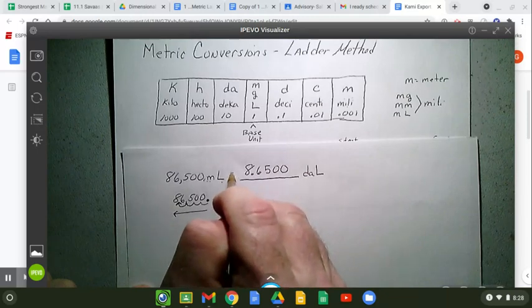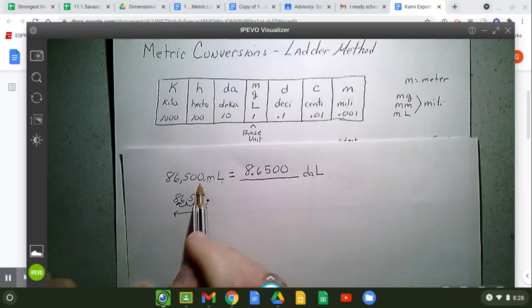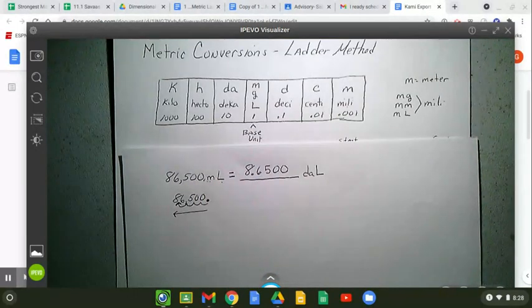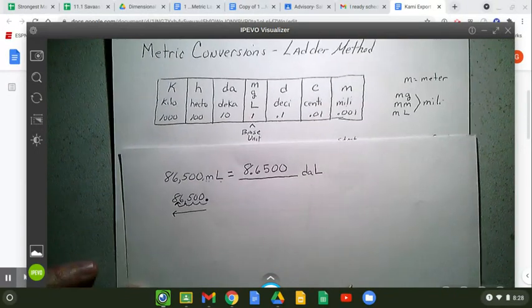Remember equal, just from math class: the left side is equal to the right side. So these two numbers mean the same amount of volume. They're just written in two different units of measurement.